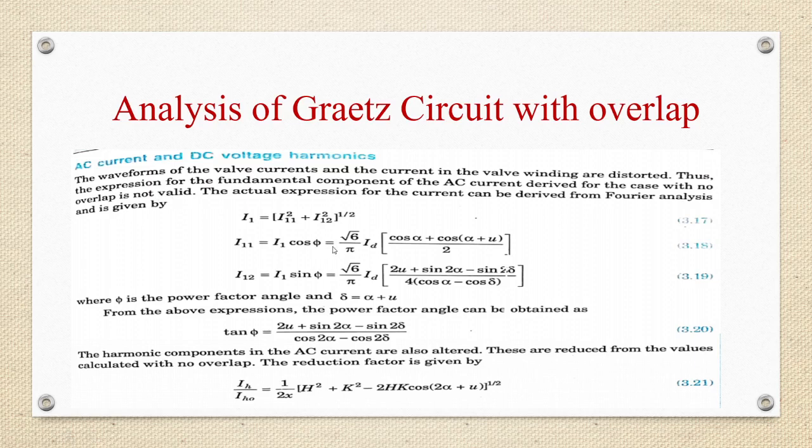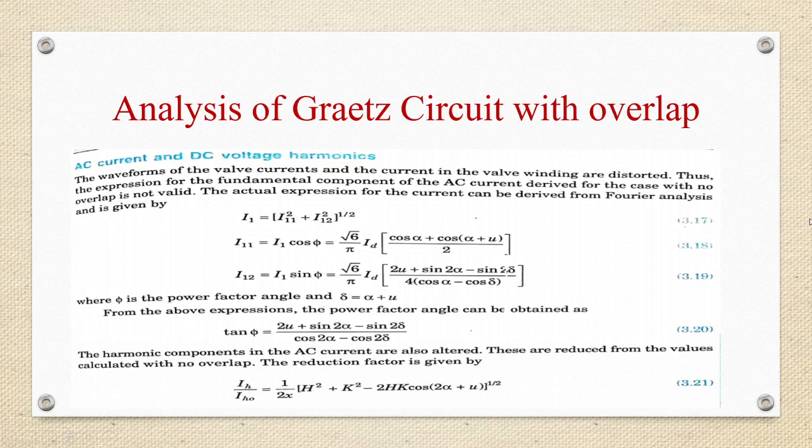I11 is I1 cos phi, that is root 6 by pi Id into cos alpha plus cos of alpha plus u by 2. I12 is I1 sin phi, that is root 6 by pi Id into 2u plus sin 2 alpha minus sin 2 delta by 4 into cos alpha minus cos delta, where phi is the power factor angle and delta is alpha plus u.